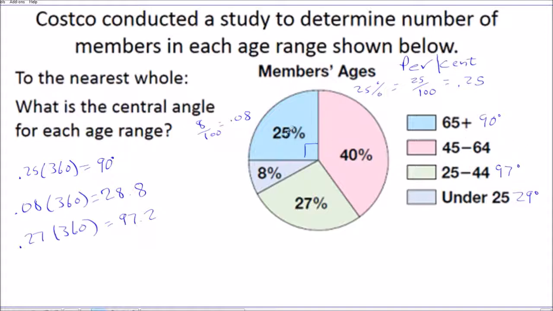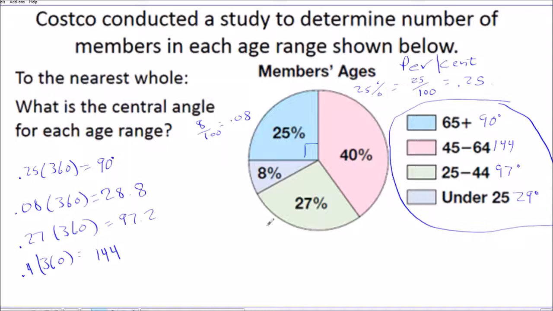And that makes sense. 25% gave us 90. 27% is a little bit bigger angle. And then we have one more. So 40%, excuse me, is 0.4 times 360. And calculator time. And I get 144 degrees. Okay. And so I've got all my answers over here.